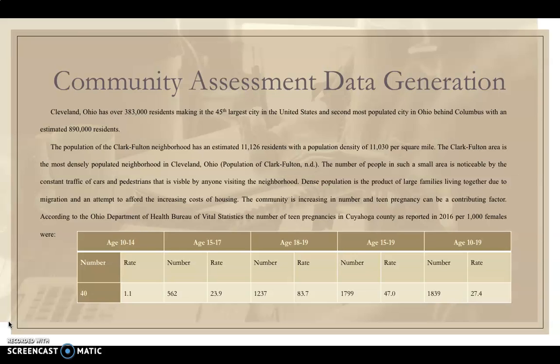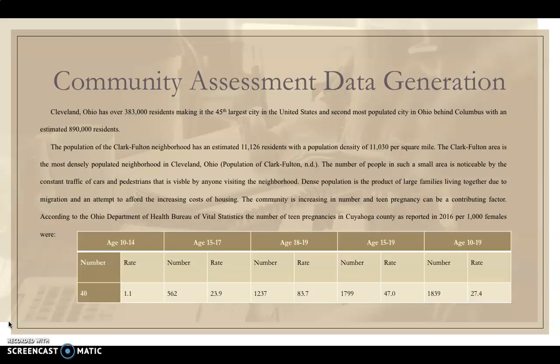The number of people in such a small area is noticeable by the constant traffic of cars and pedestrians that is visible by anyone visiting the neighborhood. Dense population is the product of large families living together due to migration in an attempt to afford the increasing cost of housing. The community is increasing in number, and teen pregnancy can be a contributing factor.